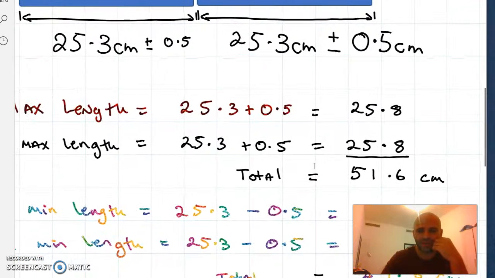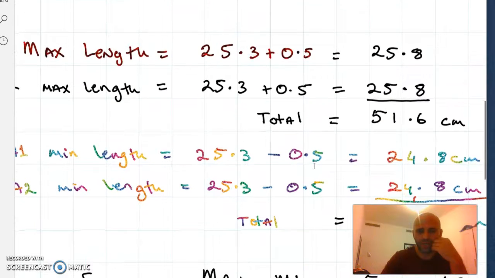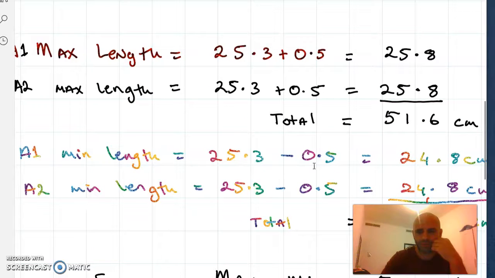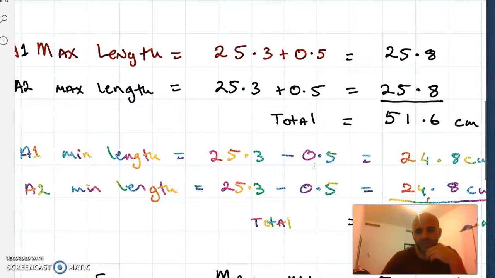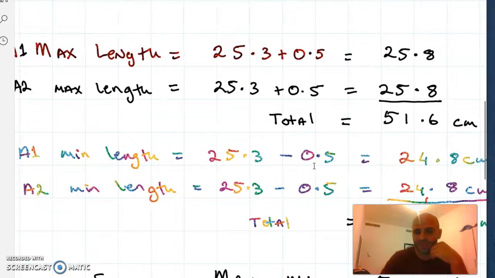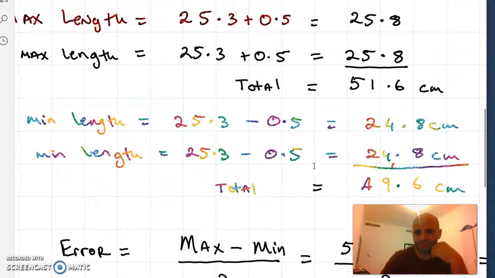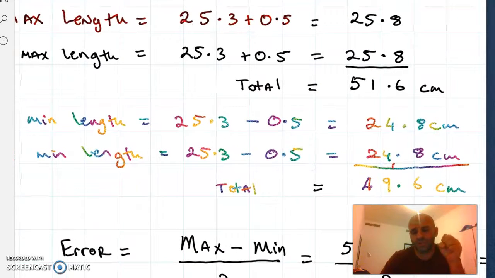If we then look at what's the minimum possible length that it could have, well, the minimum possible length of A1 is 25.3 minus that error, which is 0.5, and that would give me a minimum length of 24.8, and again, it would be the same for the second one. So that would also be 24.8. So then by putting the two together, the minimum length that it could be is 49.6 centimeters.